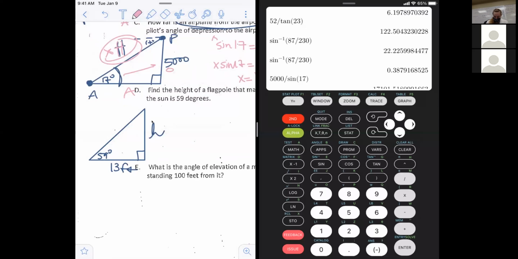So what's my opposite? What's my adjacent? What's my hypotenuse? The other one. And which trig function am I going to use? Tan. Very good. Well, tan. O and A. So I'm going to write tan of 59 equals H over 13.